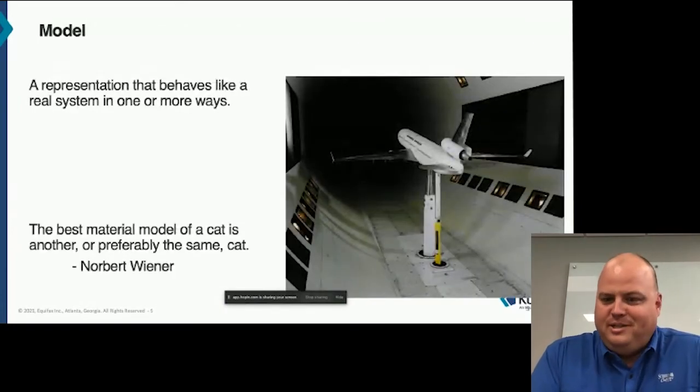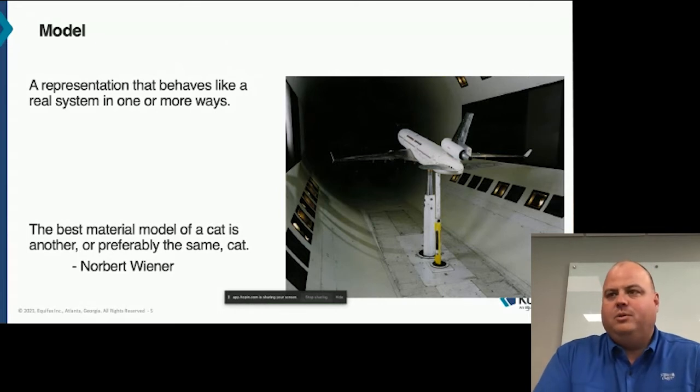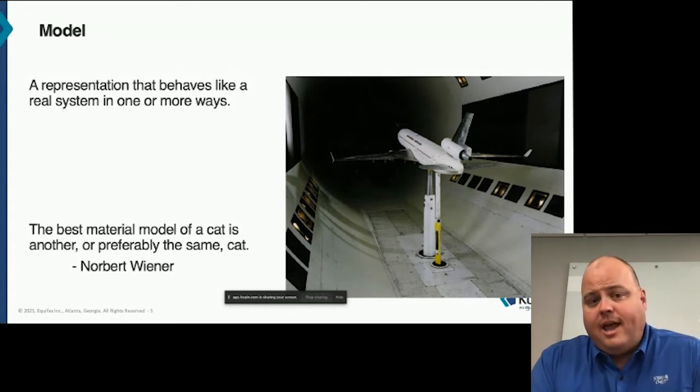So Nate says it's a simplified representation of reality. There's definitely an important aspect, which is that it is a representation. And this is the definition I like: it behaves like a real system in one or more ways. So it actually doesn't have to be simplified.